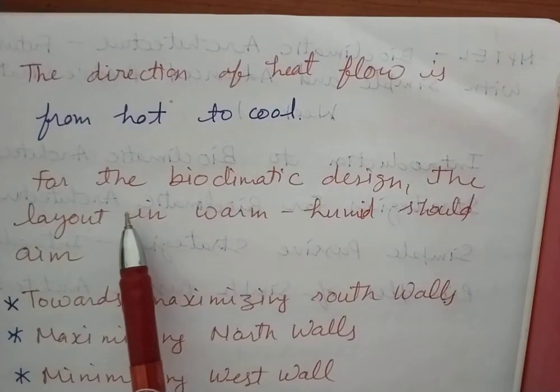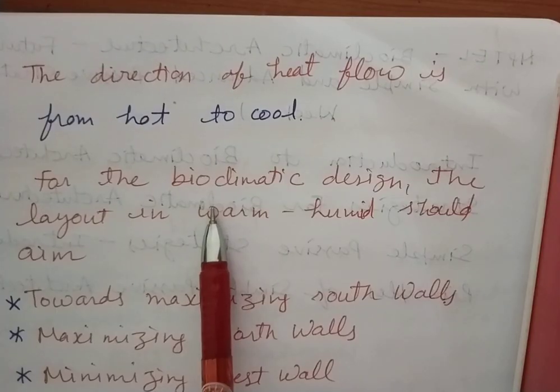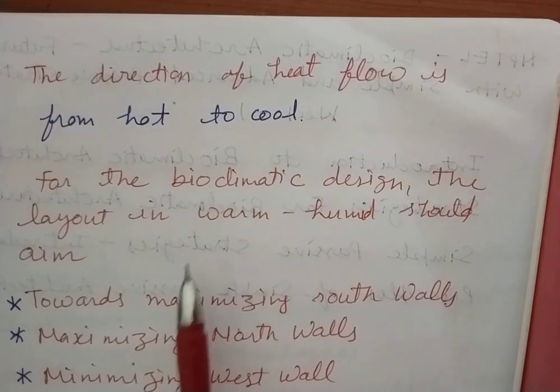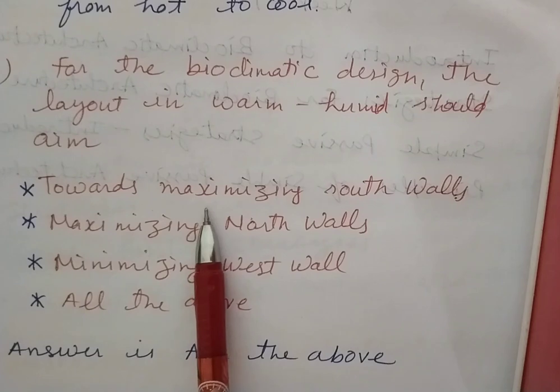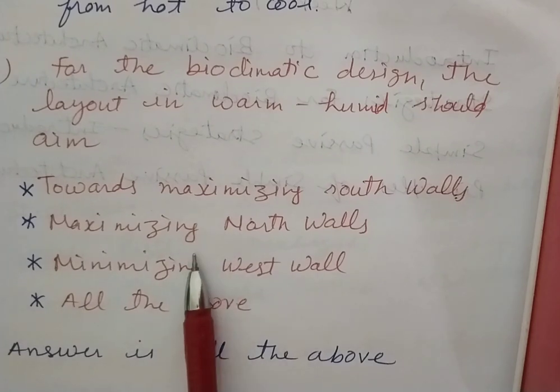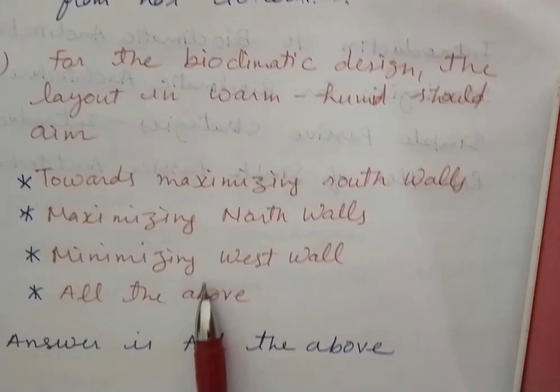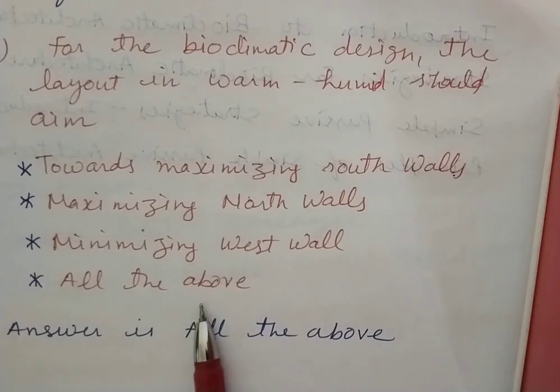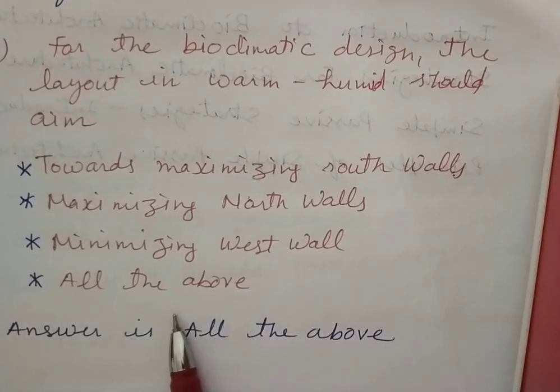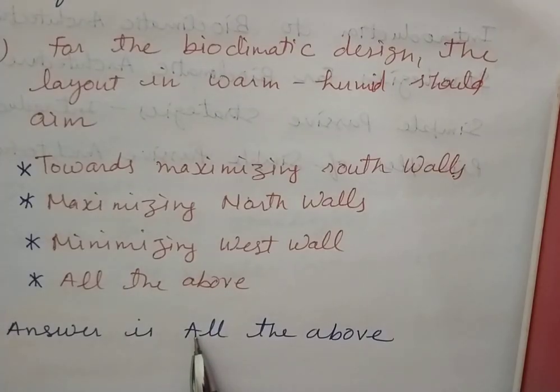Okay. For the bioclimatic design, the layout in warm humid should aim towards maximizing south walls, maximizing north walls, minimizing west walls, all the above. From the notes, we can say the answer of question number 10 is all the above.